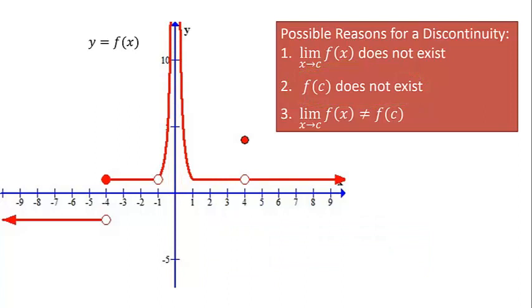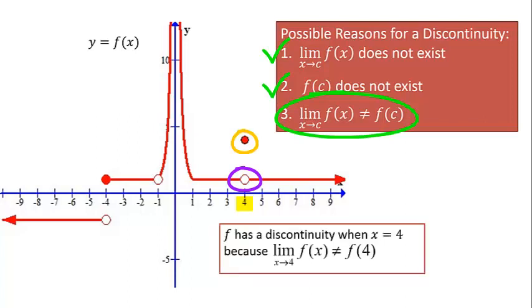Our final discontinuity occurs when x equals 4. We see that the limit as x approaches 4 does exist, since the limit from the left equals the limit from the right here. We also see that f of 4 is defined. However, the value of the limit does not equal the value of the function. Therefore, we will say that f has a discontinuity when x equals 4 because the limit of the function as x approaches 4 does not equal the value of the function f of 4.